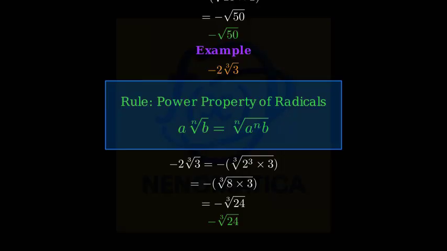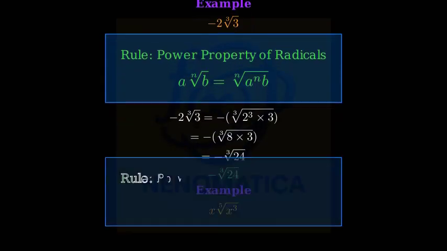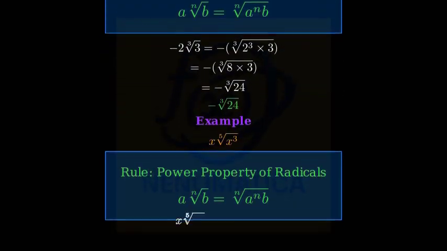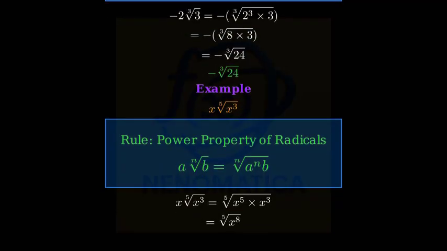For our final example, we'll simplify x times the cube root of x cubed. According to our rule, this equals the cube root of x cubed times x cubed. When we combine, we get the cube root of x to the power of 8.